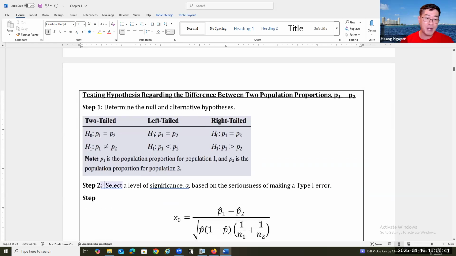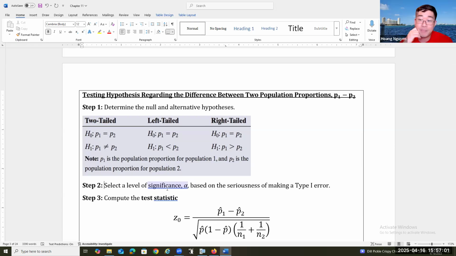So after we're done with step number 1, now we're going to move on to step number 2, which is selecting alpha, right? Select the level of significance alpha based on the seriousness of making a type 1 error. So that's going to be step number 2, the easiest step in your hypothesis test. The common value of alpha will be 5% if the question doesn't give you the value of alpha.